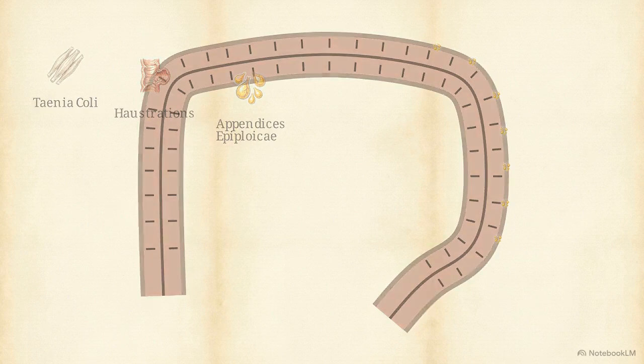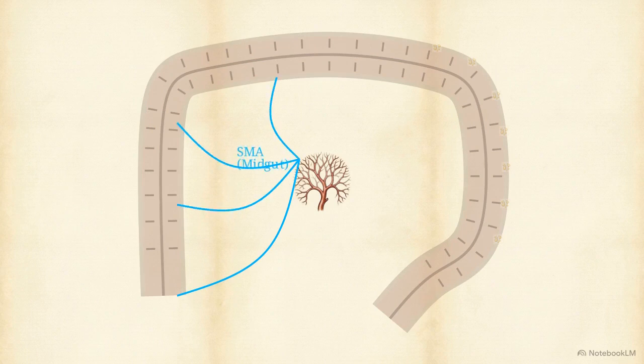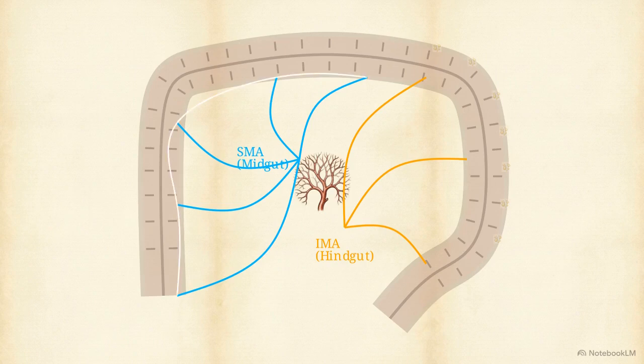Look at the vascular map. The midgut receives its blood supply from the superior mesenteric artery, or SMA. This vessel feeds the right side of the colon, extending all the way from the cecum to the distal transverse colon. The hindgut, covering the remainder of the distal colon, is supplied by the inferior mesenteric artery, or IMA. These two distinct embryological territories meet near the splenic flexure.